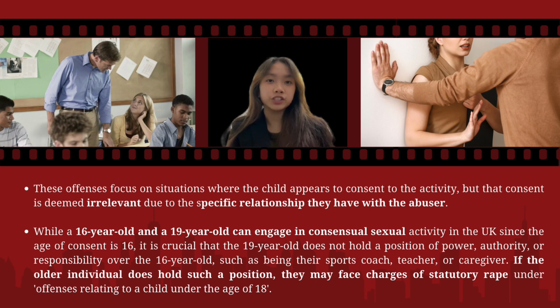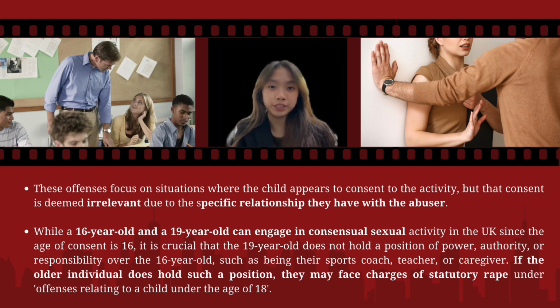These offences focus on situations where the child appears to consent to the activity, but that consent is deemed irrelevant due to the specific relationship they have with the abuser. While a 16-year-old and a 19-year-old can engage in consensual sexual activity in the UK, since the age of consent is 16, it's crucial that the 19-year-old does not hold a position of power, authority, or responsibility over the 16-year-old, such as being their sports coach, teacher, or caregiver.